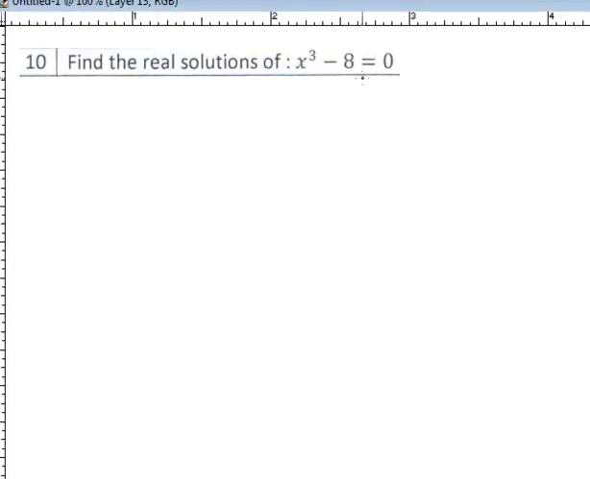Okay, here we have a third-degree equation set equal to 0, and this one we can factor because it happens to be a difference of two cubes, and we can factor that. And we're asked to find the real solutions, all right? So we're not interested in imaginary solutions or complex solutions, only real. All right, so let's factor this using the difference of two cubes formula.